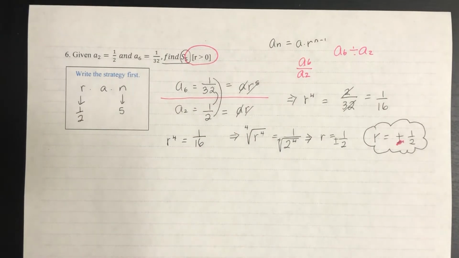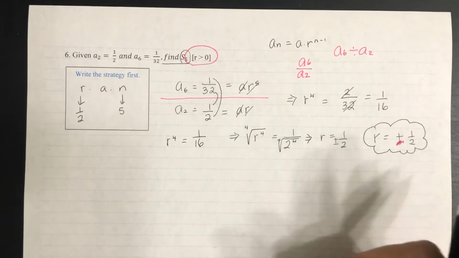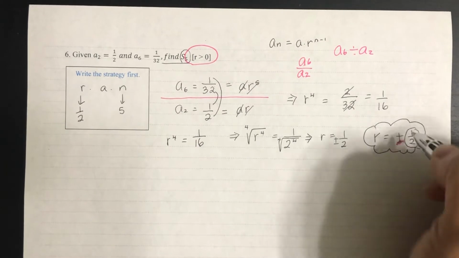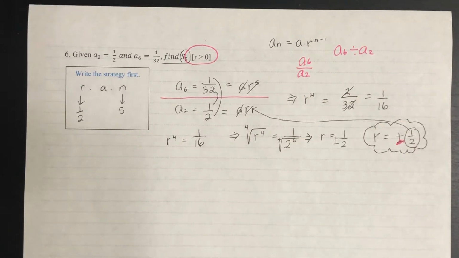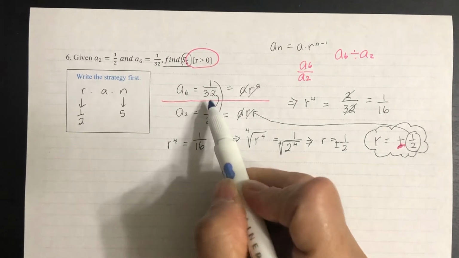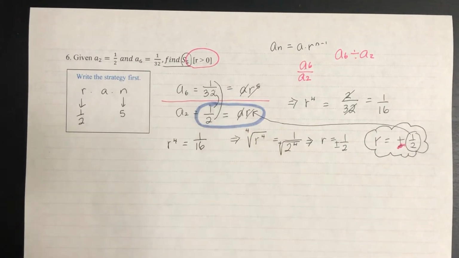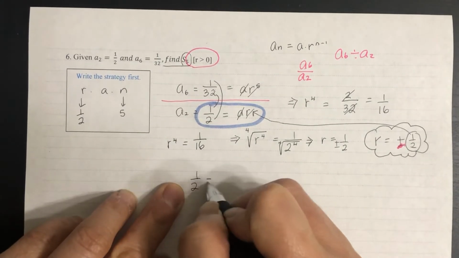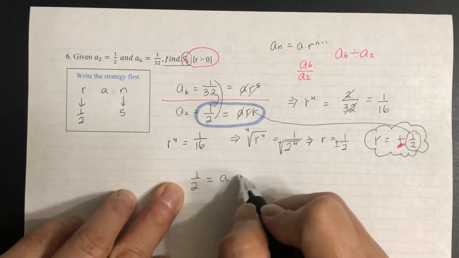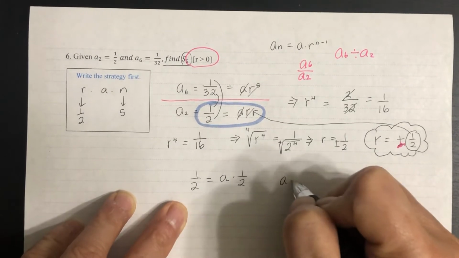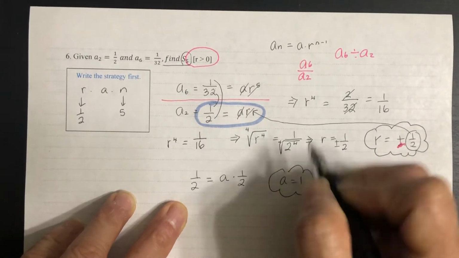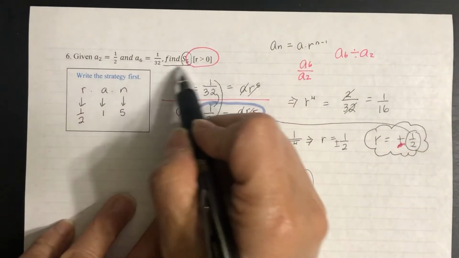Okay, so now we have to find a. How do we find a? Well, we can put this in either here or here, but this is easy, so I'm going to put it here. And then we're going to use this formula right there. So half equals a times r. What is r? Half. So what is a? A is 1. 1 times half is half. So a is 1. Now we're ready to find S sub 5.